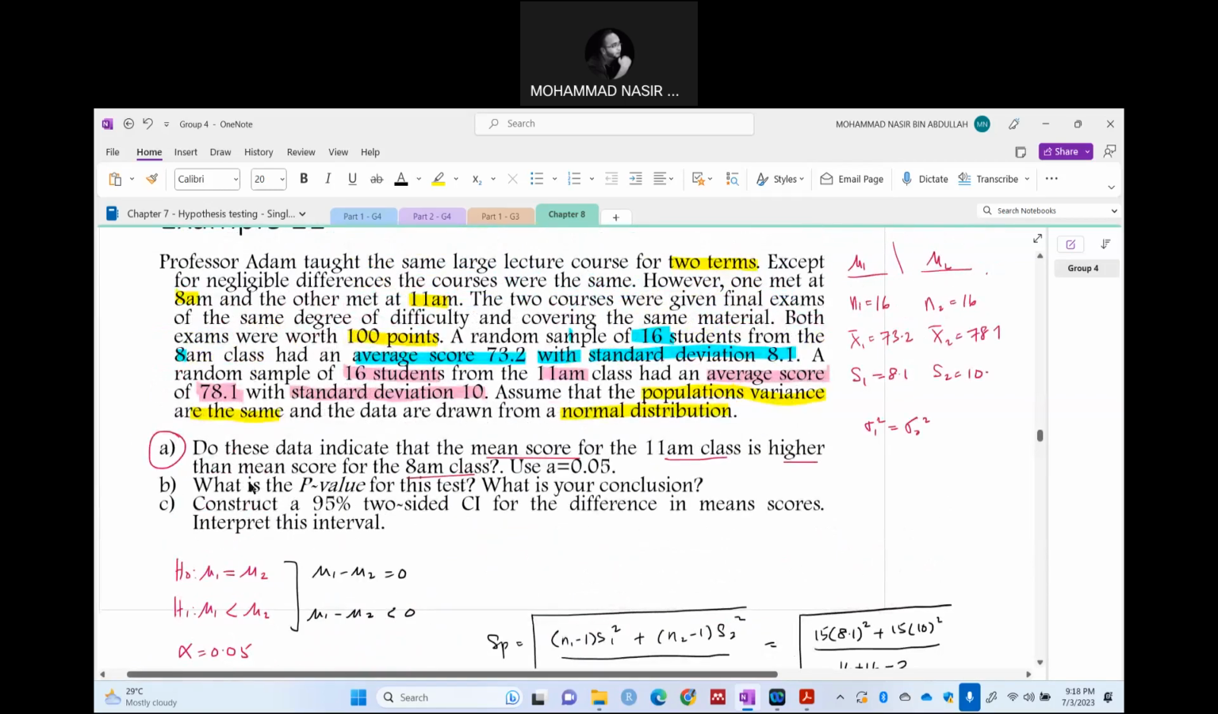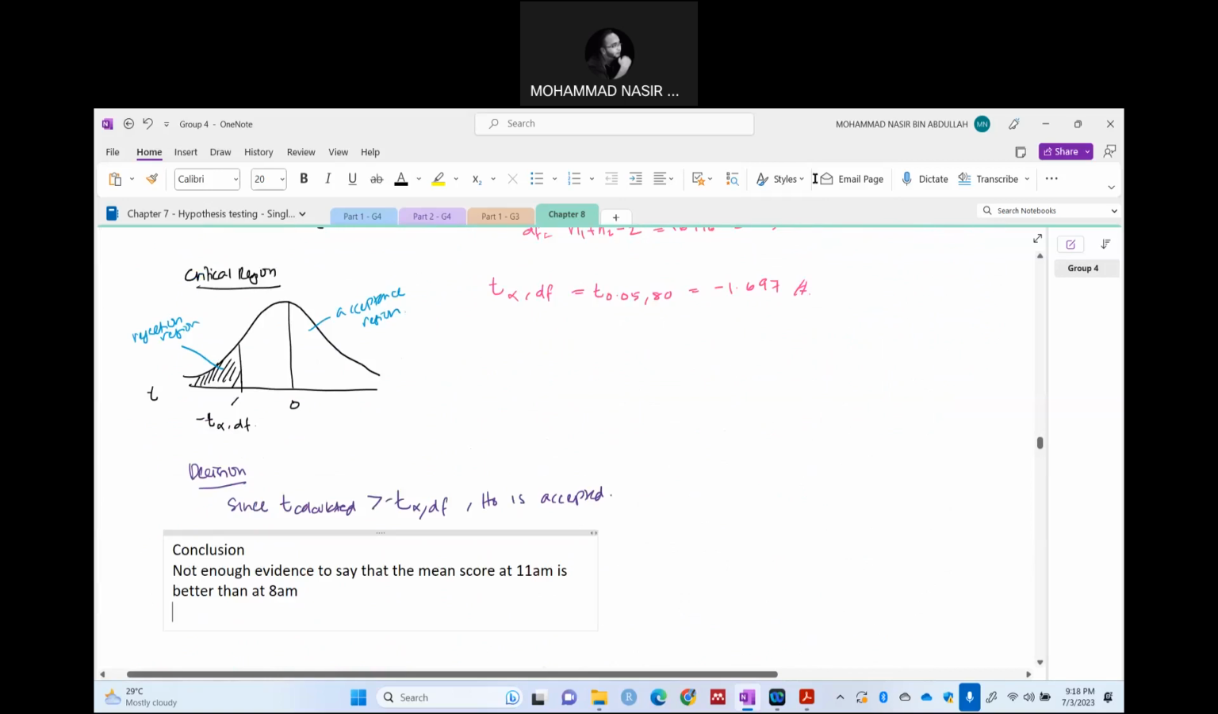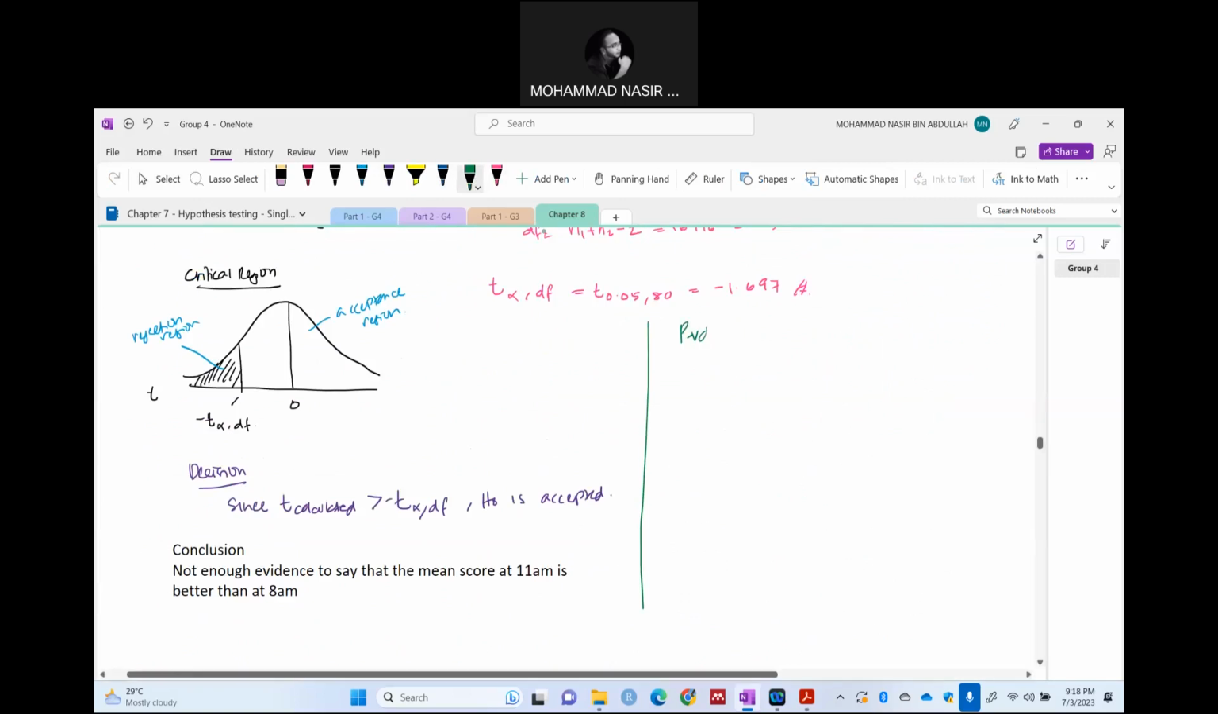So the next question is, what is the p-value for this test? What is your conclusion? The conclusion should be the same as the critical region. But we need to calculate the p-value. So for the t-test, as I said in the last class, we're not going to have an exact value. We're going to estimate the value. So from here, we know that the degree of freedom is equal to 30.